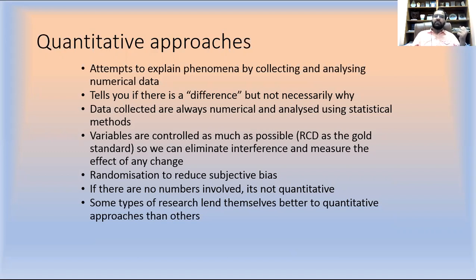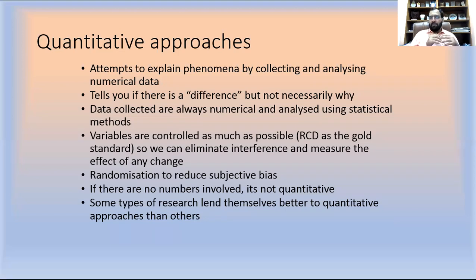Variables are controlled as much as possible, so we can eliminate interference and measure the effect of any change. So variables are very important. We have discussed these variables in our previous lectures, what those variables are, and we talked about the dependent variables and the independent variables as well. Variables have to be controlled as much as possible, because whenever we go for a research study, we need to consider certain variables. We need to know what our dependent variable and our independent variables are, so we have to build those relationships. So we need to have control on those variables. And obviously we are interested in the effect or change, if something is happening, how that variable will change.